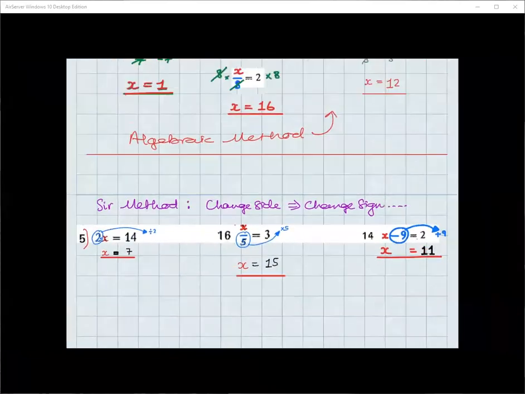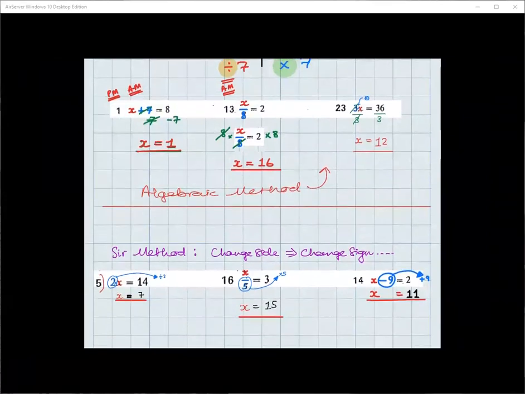Okay, so I've shown you 2 different methods there, folks, in full view. The top method is called the algebraic method. The bottom method is called, I don't know actually whether it's even my method or whether I've just learned it from a different book, the SIR method: change side, change sign. Okay, so we've got those 2 different styles.